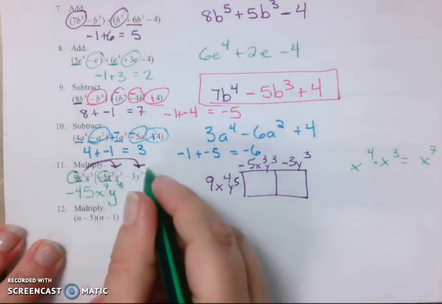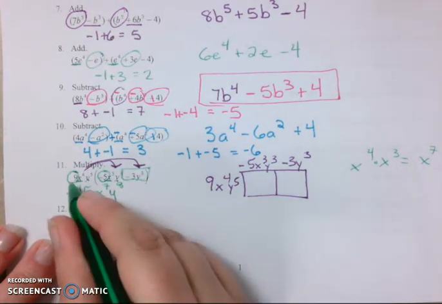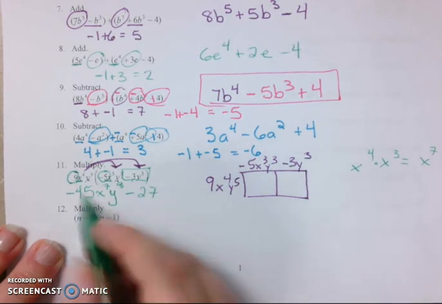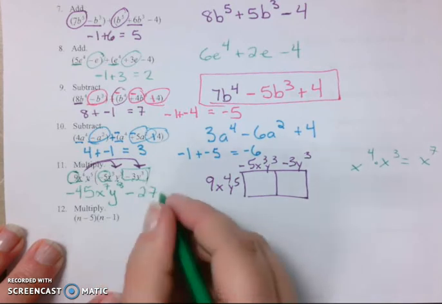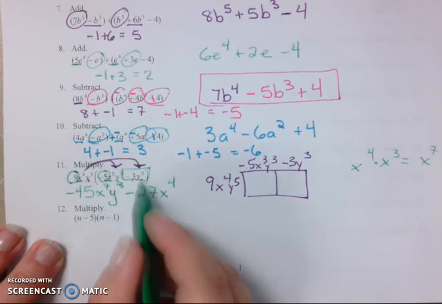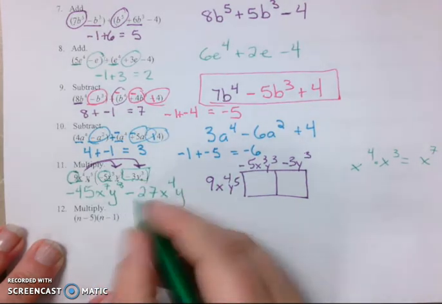Now I'm going to multiply by this. 9 times negative 3, negative 27. There's no x here, so it stays x to the fourth. y to the fifth times y to the third. Add the exponents, 5 plus 3 to get 8.